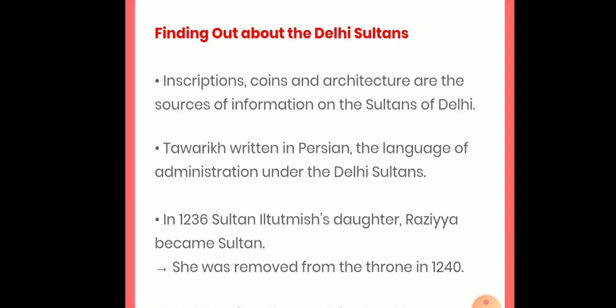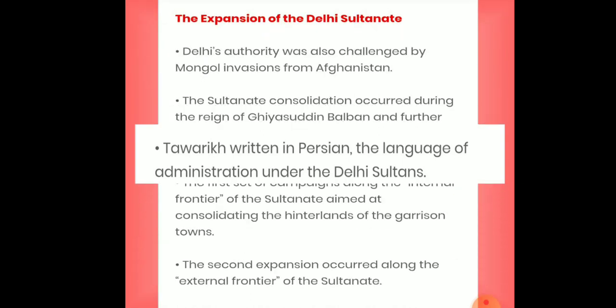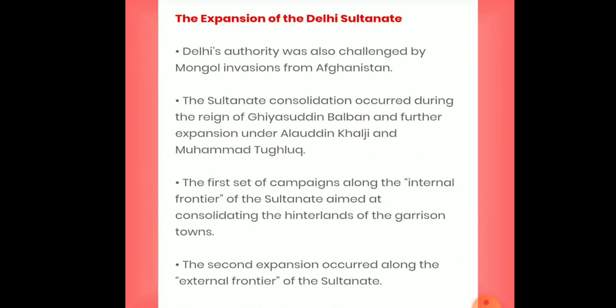Persian was the language of administration under the Delhi Sultans. In 1236, Sultan Iltutmish's daughter Razia Sultan became Sultan of Delhi, and she was removed from the throne in 1240. As we already discussed, everyone of you knows this. These are some of the findings regarding the Delhi Sultanate with the help of inscriptions, coins, and architecture. Next, we have the next topic, the expansion of the Delhi Sultanate.